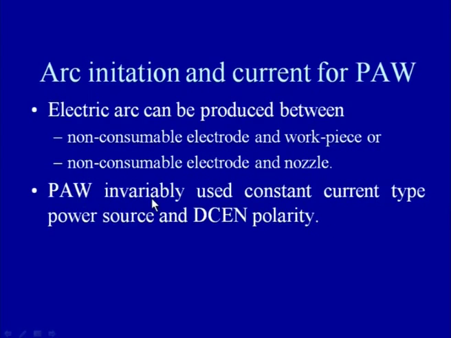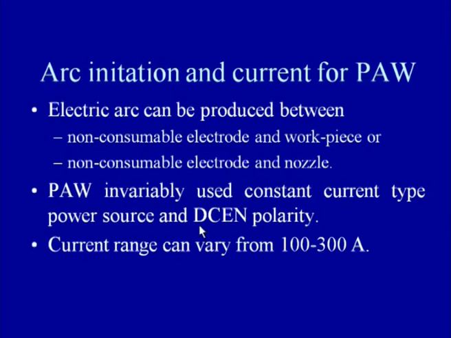And to have constancy in the current supply, the constant current type of power source is used with the PAW process. So, similar to GTAW welding, where the constant current type of power source with DCEN polarity is commonly used, PAW also uses a similar type of power source, that is the constant current type of power source and DCEN polarity. And the current range which is normally used with the PAW process varies from 100 to 300 ampere.